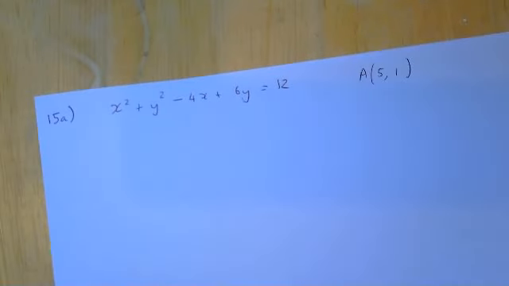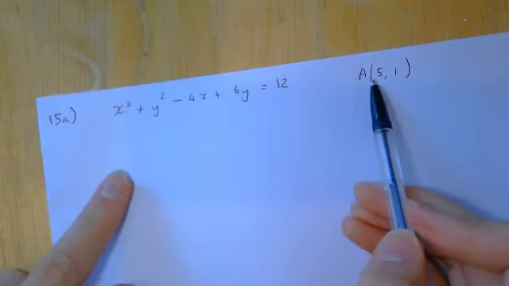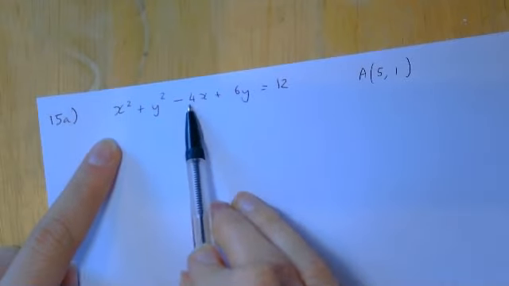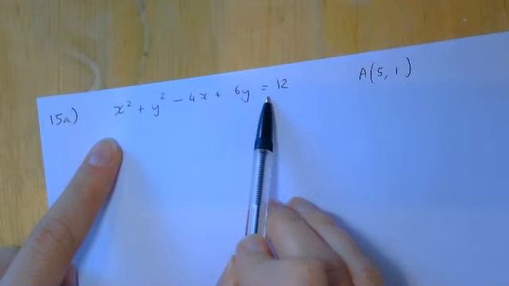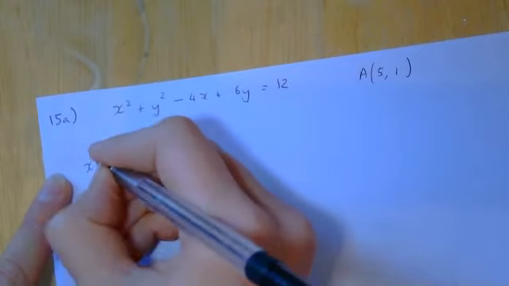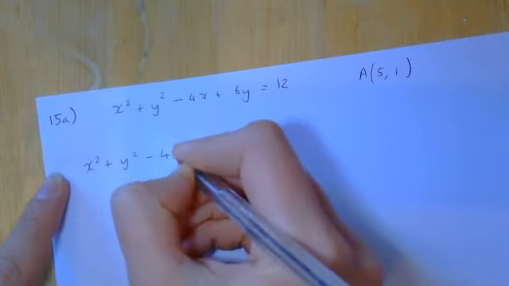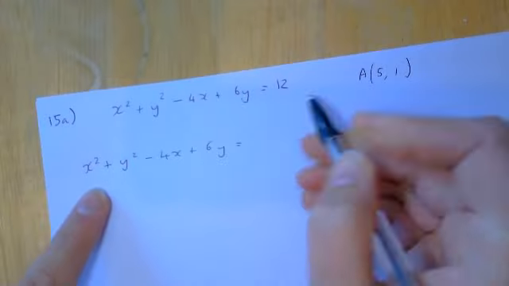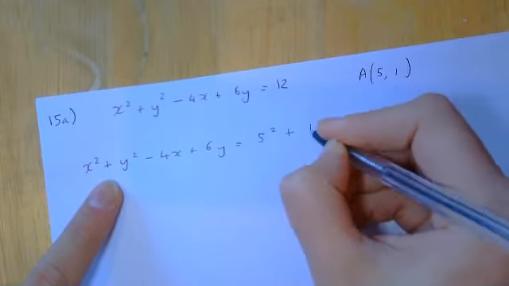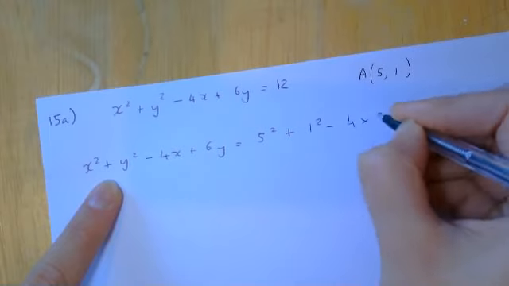Right. Show that point A, which is 5, 1, lies on the circle. Find the centre and the radius of the circle. What you're not going to write is 5 squared plus 1 squared minus 4 times 5 plus 6 times 1 equals 12. We don't know that it equals 12 yet, so let's find out that it equals 12. So do not write 12.